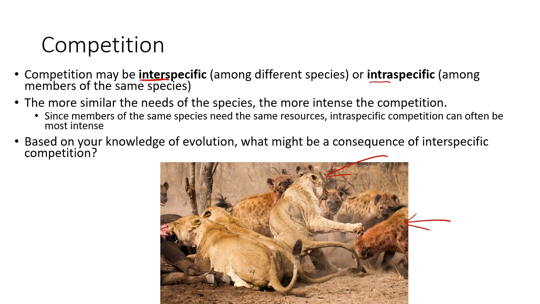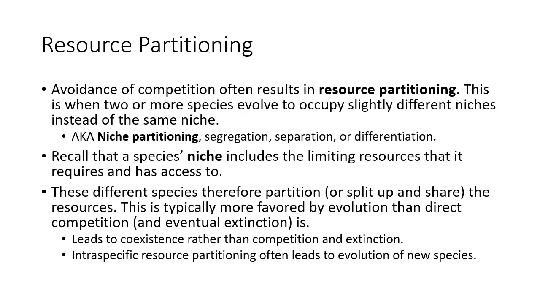Okay, so we'll talk about this question down here in class, but based on your knowledge of evolution, think about what some of the consequences of interspecific competition might be. Again, we'll talk about it in class, but two of the consequences of interspecific competition are that if you have two species, species A and species B, and they both compete for the same resources, species B might outcompete species A and lead to the extinction of species A.